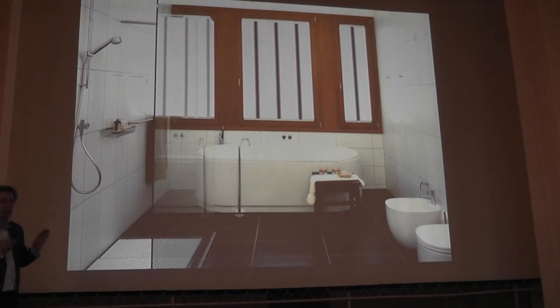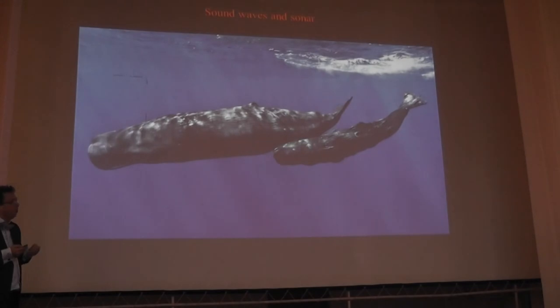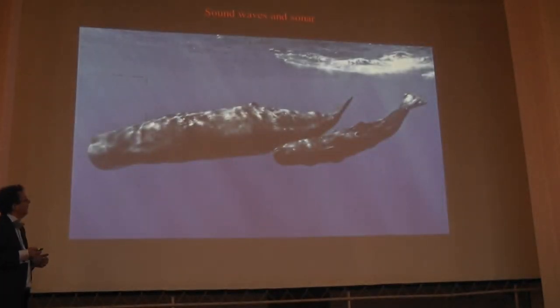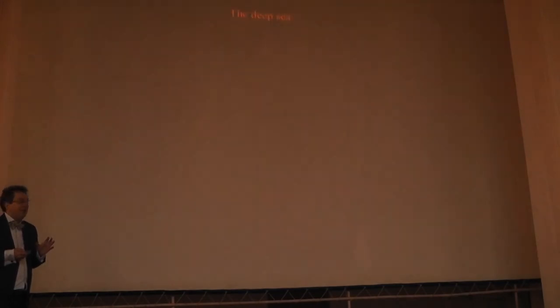Another example. So we talked about diffusion instead of wave propagation. Let's go to a different part of the world, and that is the sea. What kind of problems do you encounter in the sea? The problem in the sea is that it looks like this. If you're down there, then this is what you see.